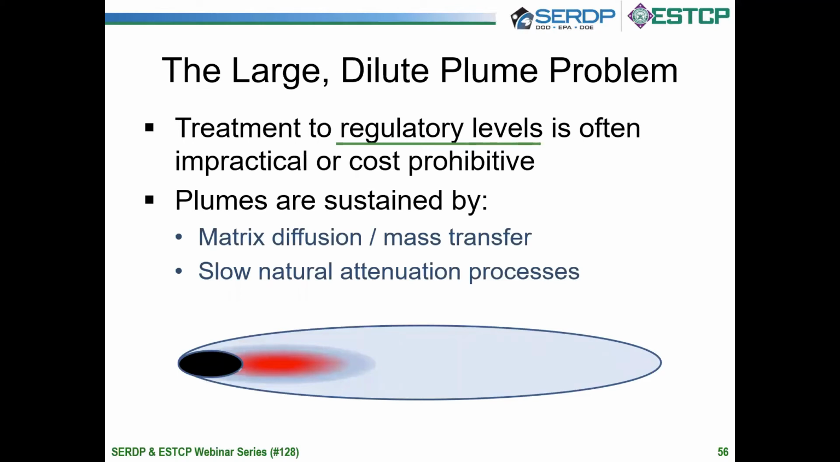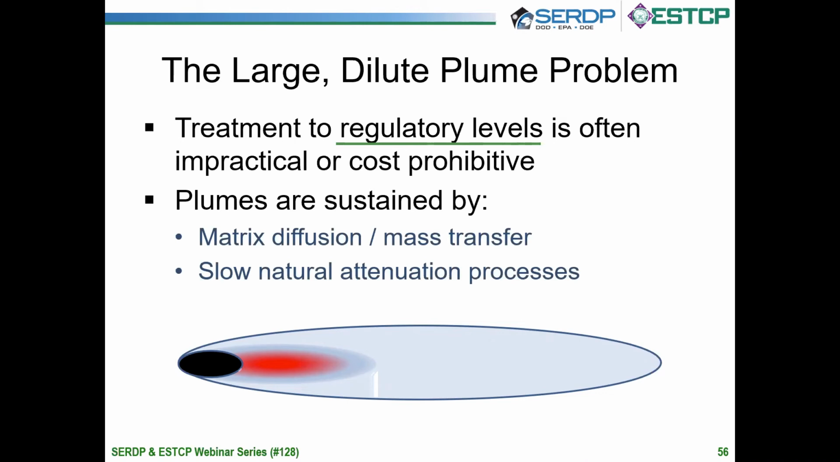So large dilute plumes are generally a problem because of their size, and trying to achieve regulatory levels on such a scale is often impractical or cost prohibitive. And one of these reasons is even if you do treat the permeable zones, you'll definitely get back diffusion over time from the contaminants that have diffused into lower permeability layers, both in the source area and downgradient of the source area over the years that the plume is persisting. So these plumes are typically sustained for decades or beyond because of these matrix diffusion and mass transfer processes.